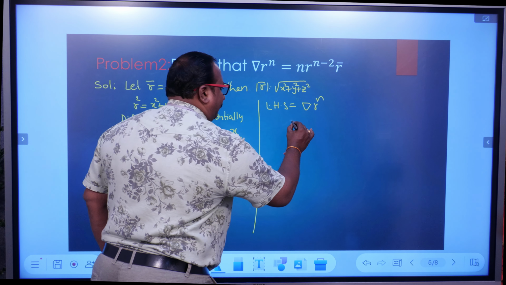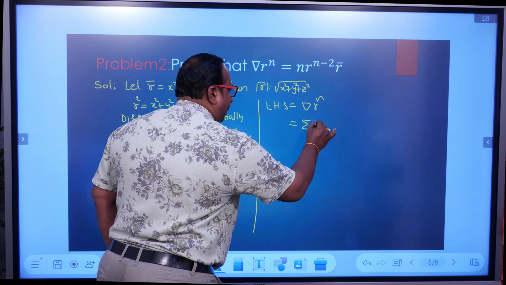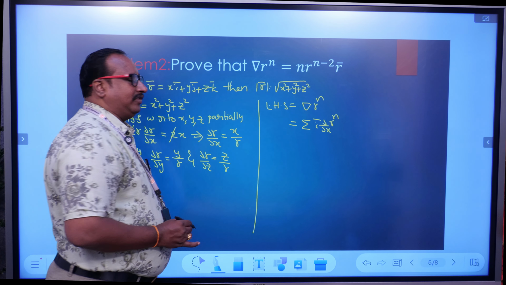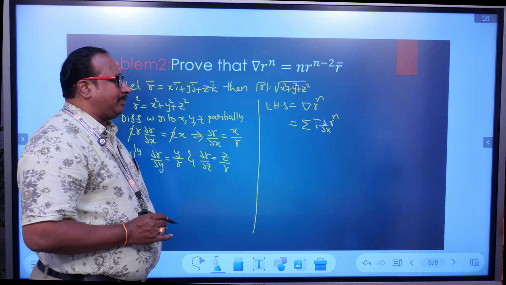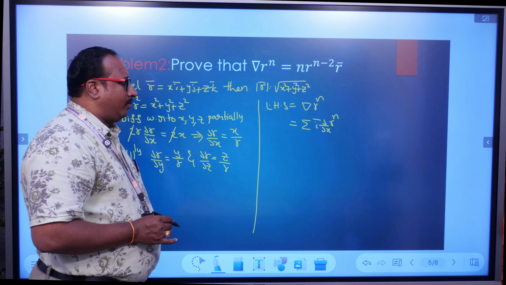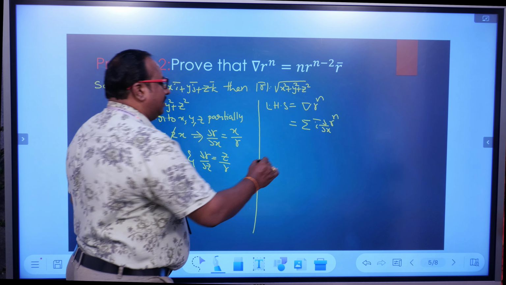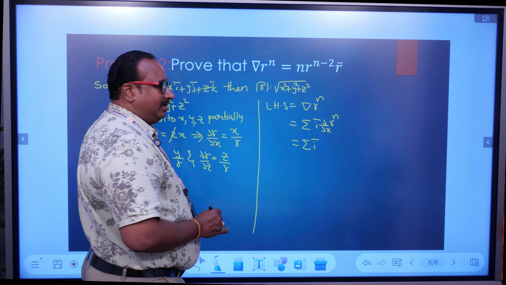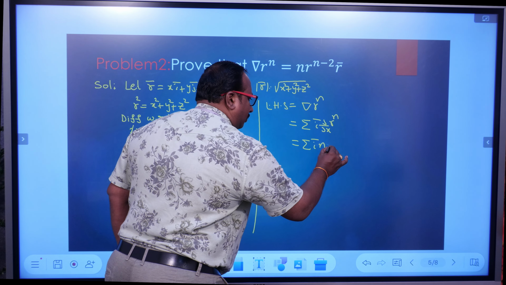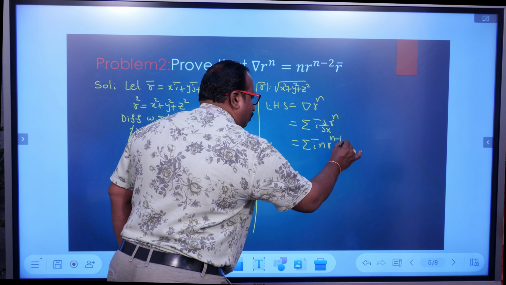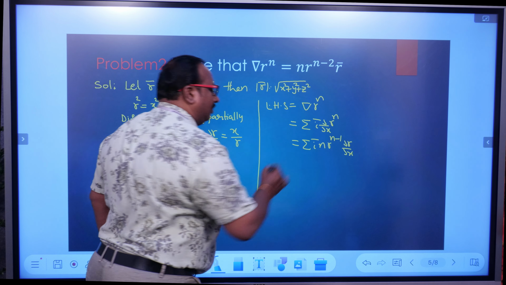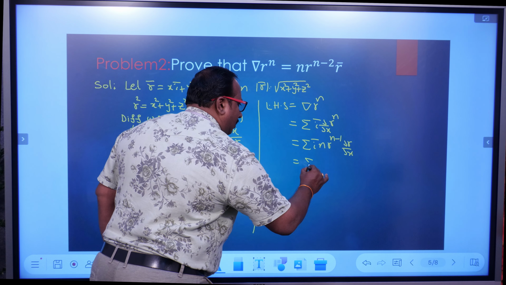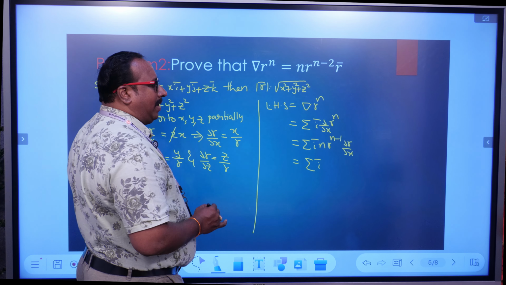So we know the del phi definition, that is sigma i bar ∂/∂x of rⁿ. So by the definition of gradient, we write ∇rⁿ as sigma i bar into ∂/∂x of rⁿ. Then sigma i bar into derivative of rⁿ, n into r^(n-1) into ∂r/∂x. Okay, then here n into r^(n-1) into what is there? ∂r/∂x.